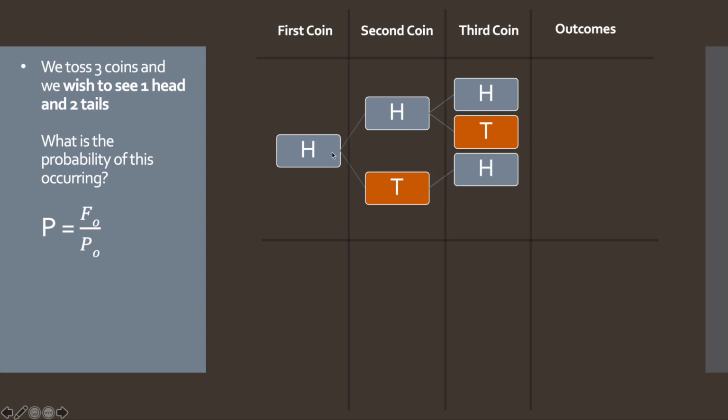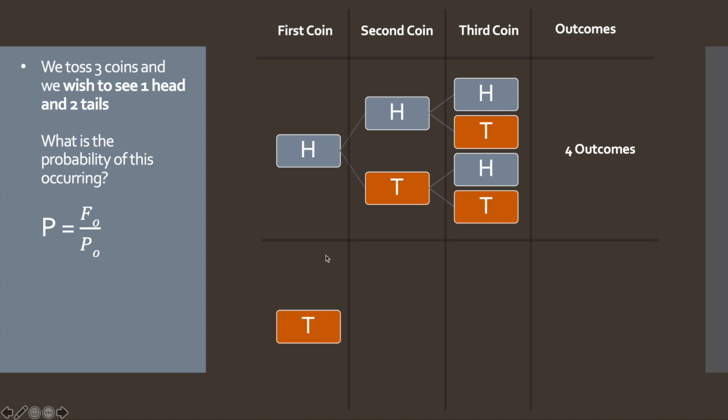And then vice versa for the tails being the second throw. If we did a heads on the first, a tails on the second, we might get another heads, or we might get another tails. That equals 4 unique outcomes: heads, heads, heads; heads, heads, tails; heads, tails, heads; heads, tails, tails. We'll put that up on the screen in a little bit.